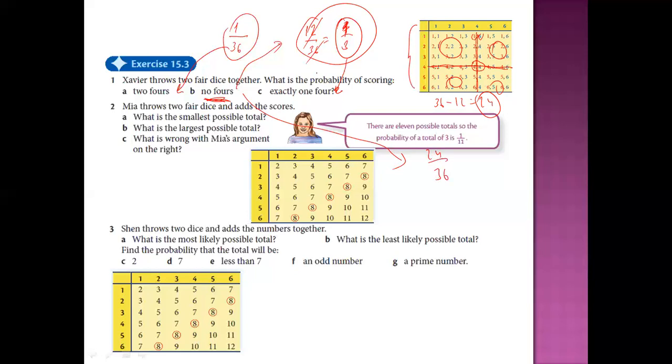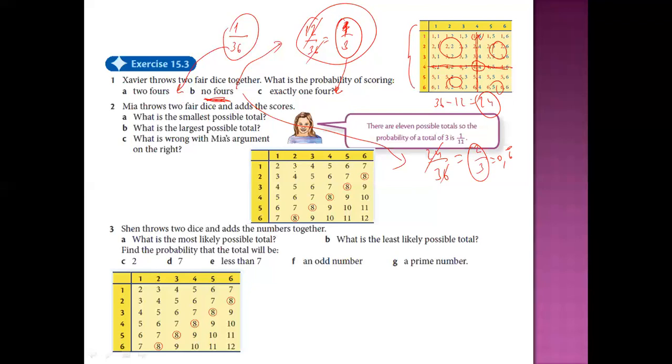Please don't confuse like me. For C it is 1 over 3, but for B it is 24 over 36. I'm going to simplify that by 12, 2 over 3. In decimal form, what is it? 0.6. And the second question: Mia throws 2 fair dice and adds the scores.